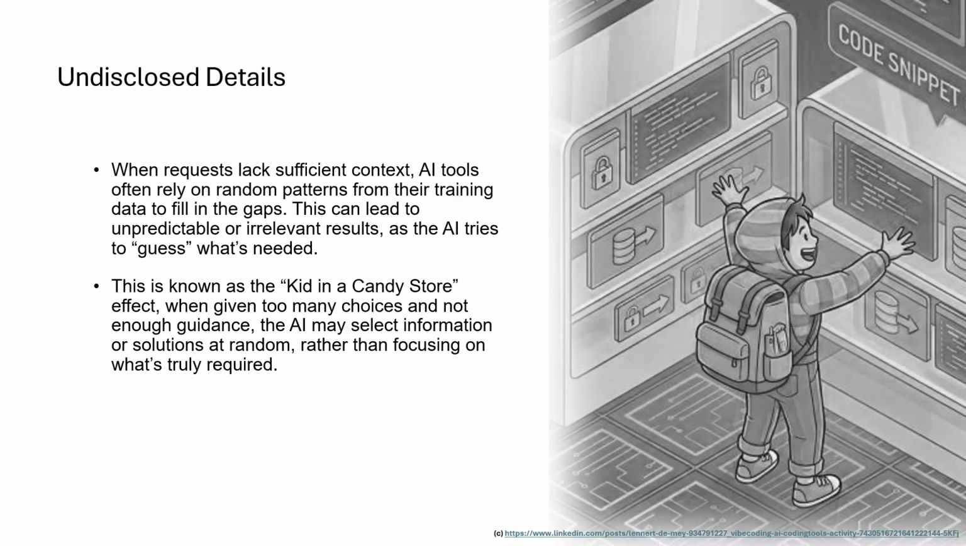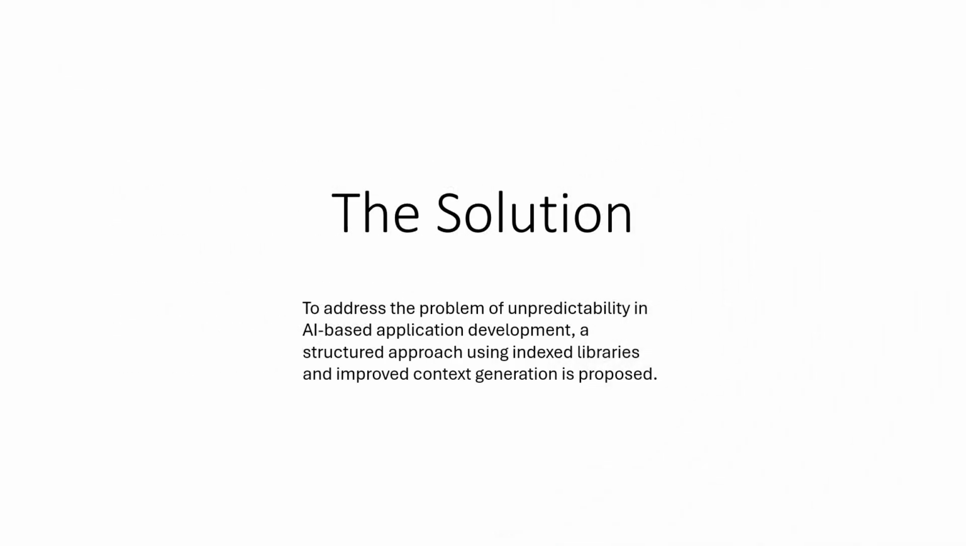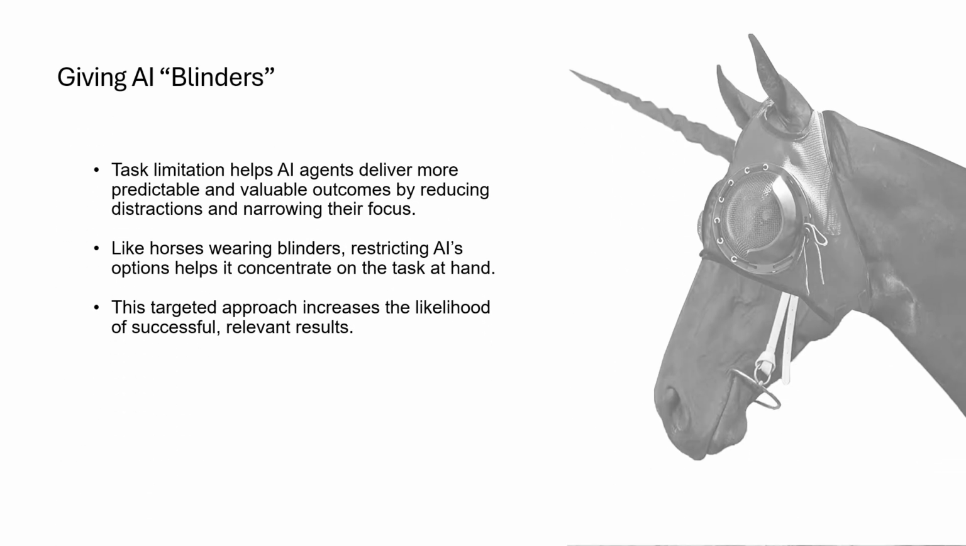When the AI is given too many options and not enough direction, it makes random choices instead of focusing on what's truly needed. To avoid unnecessary randomness, it's important to limit the AI's variability and provide clear guidance. Well-defined guidelines help the AI concentrate on relevant solutions and reduce the influence of any missing or undisclosed details. To address this problem, we need to guide the AI in the right direction by ensuring it has access to the additional information required to fulfill the request.